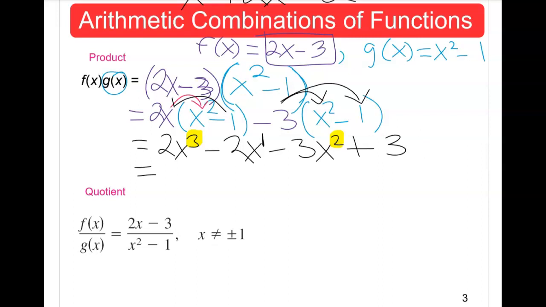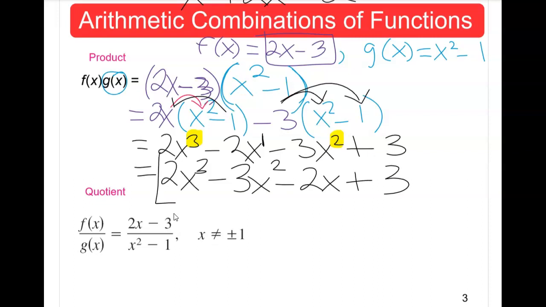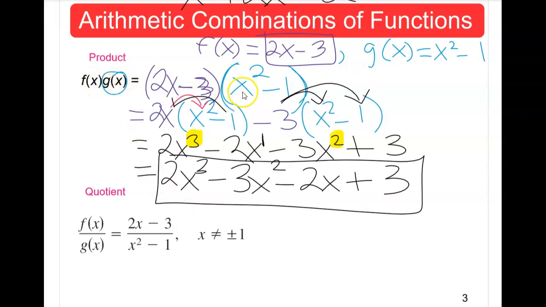So now if I write them in descending order, we start with the power of 3, the exponent of 3, and then minus 3x squared, and then minus 2x, and then plus 3. And so that will be the answer to the question, to the product of those two functions.